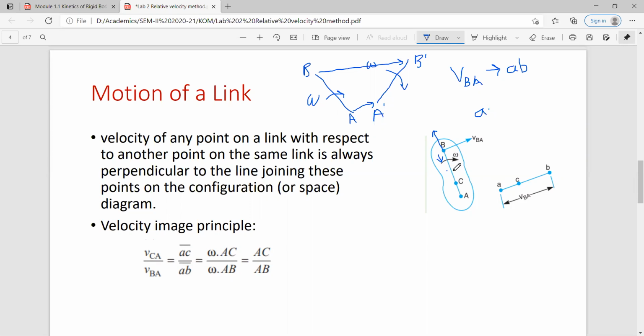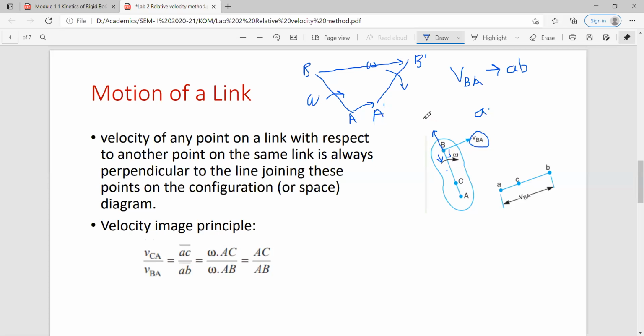Both points are on the same solid link. Yes or no? Yes sir. So it is not possible that point B and point A can come closer to each other or go away from each other. So the motion of B is possible only in one direction. What is that direction? That is perpendicular to the line which is joining points A and B. So point B will move in this direction, which is shown here.